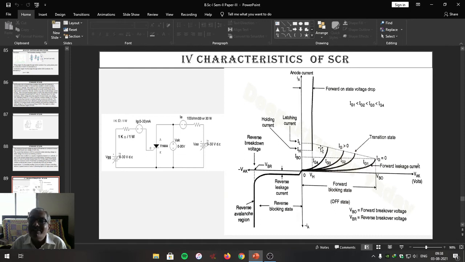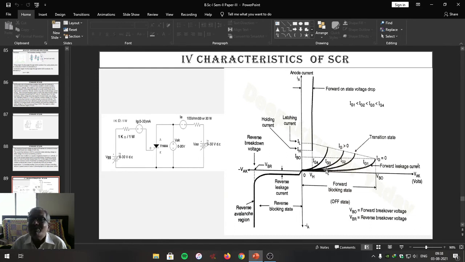That means when gate current is increased, the SCR conducts earlier. That means when gate current is increased, its firing angle reduces, and it conducts for more time by increasing its conduction angle, so that anode current increases. Thus we can call the gate a control terminal that is used to control the anode current.